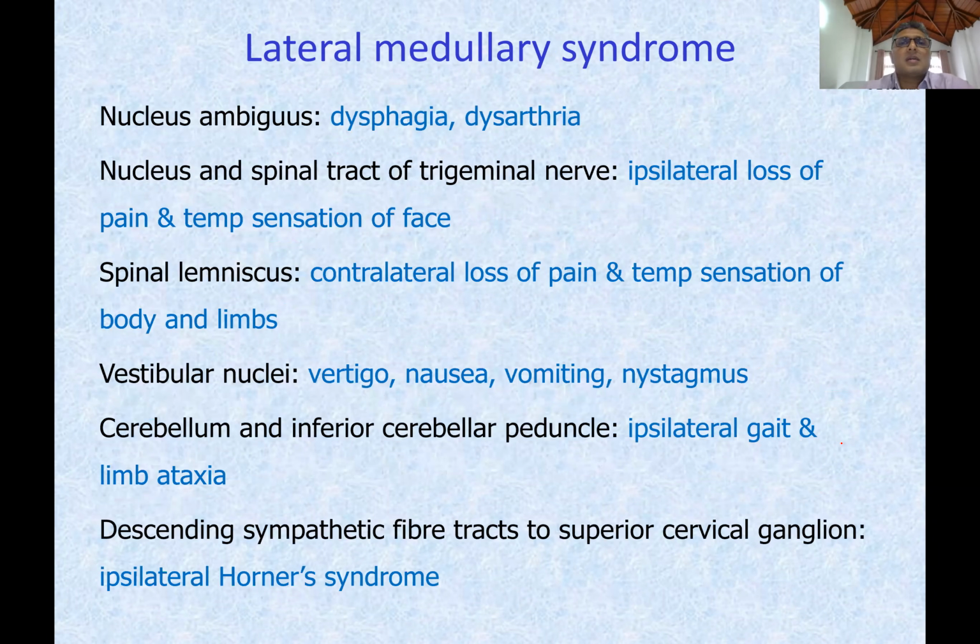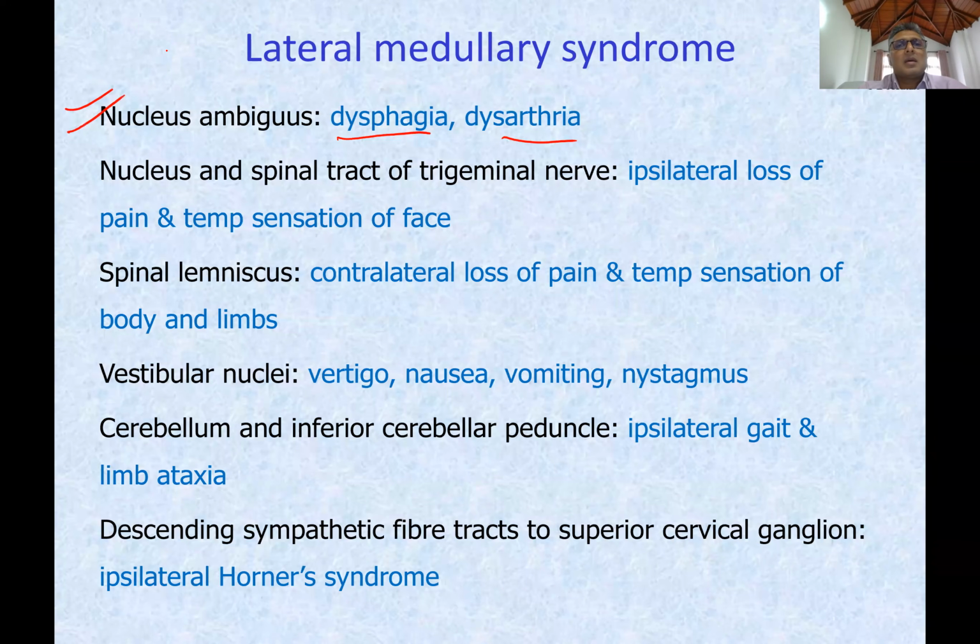So this is the same list I have drawn with the symptoms or signs related to the effect on each structure. Because of the effect on the nucleus ambiguus, you get dysphagia, difficulty in swallowing, and dysarthria, issues with pronunciation or articulating words. That is due to nucleus ambiguus. If you want, you can read it even before the cranial nerve lectures.